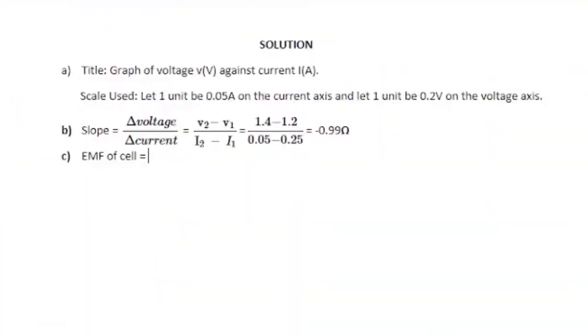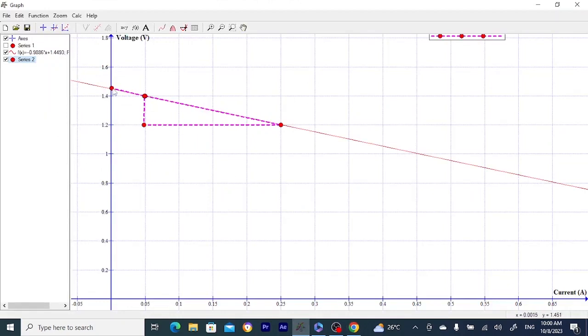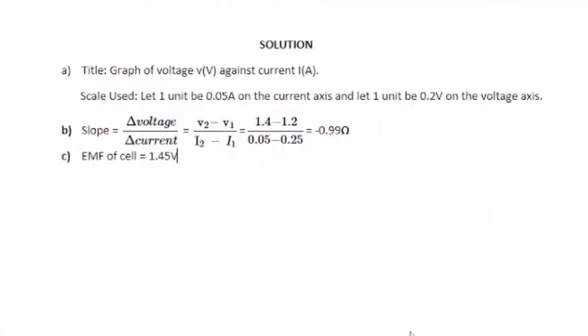Okay. So I'll come here and say my EMF of the cell is equal to 1.45 volts. Please, this value 1.45 is this point here. So I traced it from my graph and it cuts this line of best fit, cuts my graph at 1.45. So that's how I got this value. That's how you get it. So for yours, trace this and see what you get. So that's how I get the EMF from my graph.